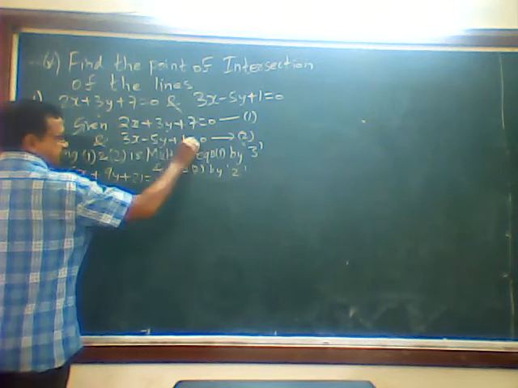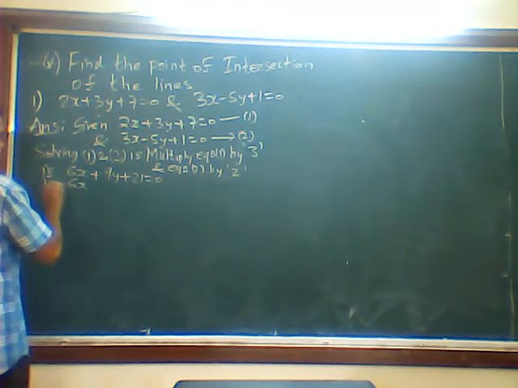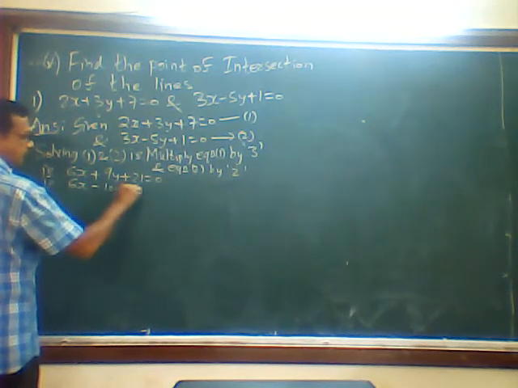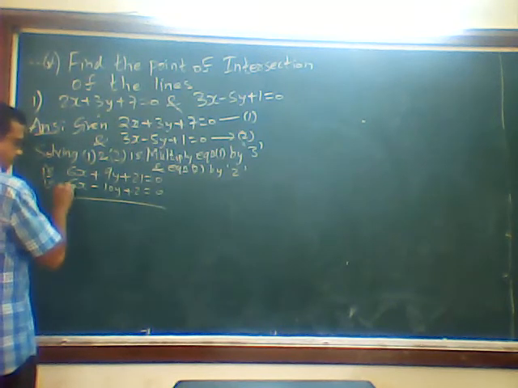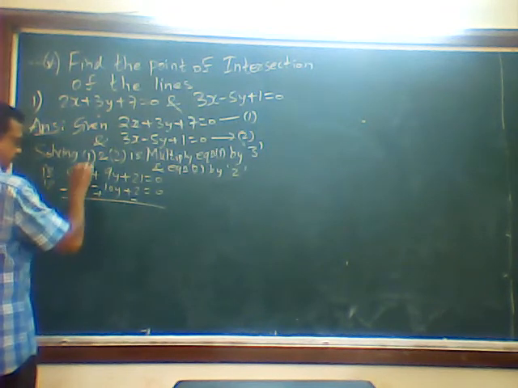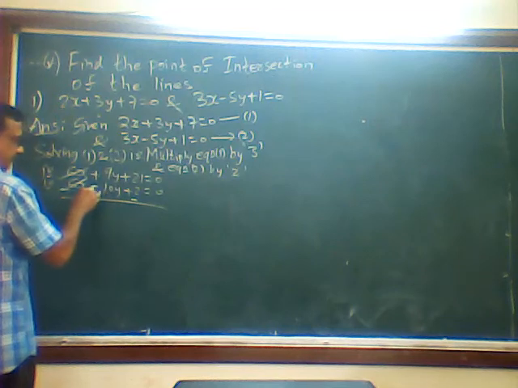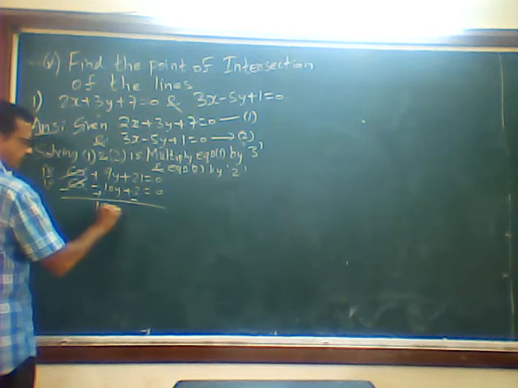Next, equation 2 is multiplied by 2. 2 threes are 6x. 2 into minus 5 is minus 10y. 2 into plus 1 is plus 2. So what I will get here? Subtraction. Minus into minus plus. Minus into plus is minus. Plus 6x minus 6x goes. 9y plus 10y, 9 plus 10y is 19y.